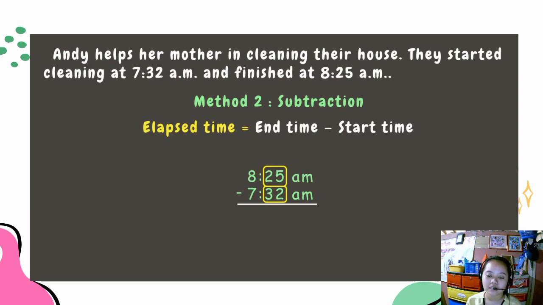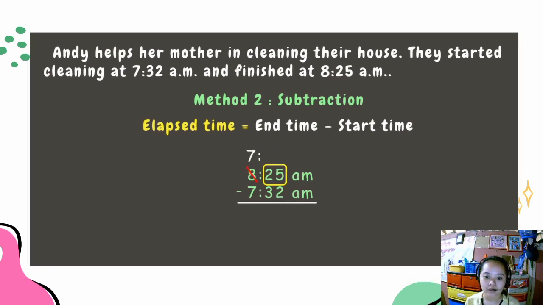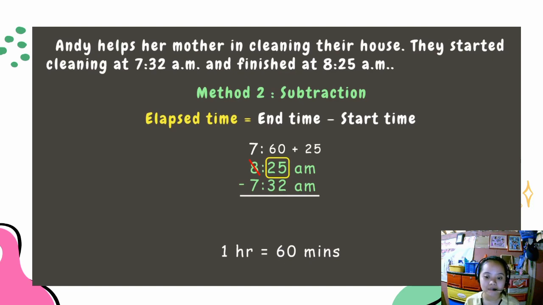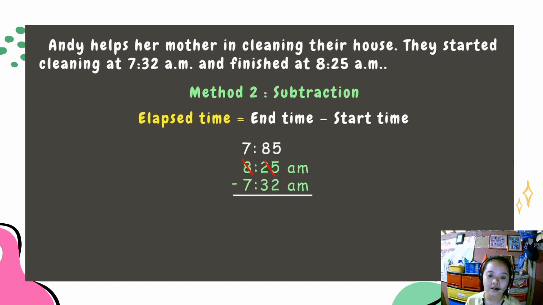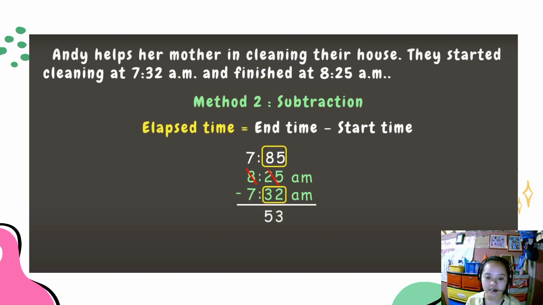Since the minutes in the top number are smaller than the bottom, all we have to do is borrow an hour from 8. When we borrow 1 hour from 8, it will become 7. And 1 hour is equal to 60 minutes. All we have to do is add 60 minutes, the equivalent of the 1 hour that we borrowed from 8, plus 25 minutes. So all in all, we have 85 minutes. Now we can subtract because the top number is bigger. So 85 minus 32 is equal to 53, and 7 minus 7 is equal to 0.